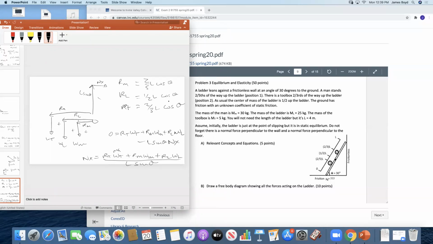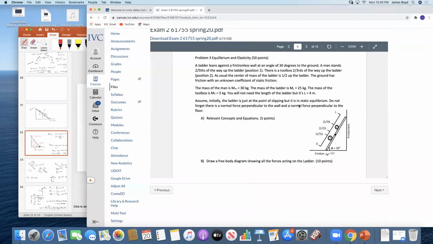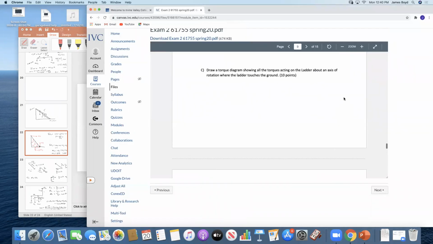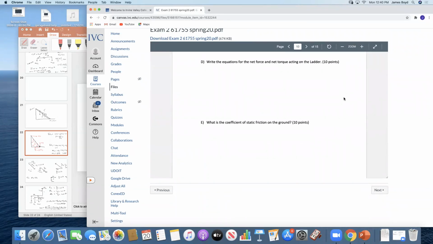This is the important part. It's figuring out what your lever arms, what your radial distances that cause the torques are. Once you have that and you find Nx, you're just going to plug it in here. So you found Ny using the force in the Y. You found Nx from the torque equation. And once you have them both, you can set them as a ratio and get your coefficient of friction.